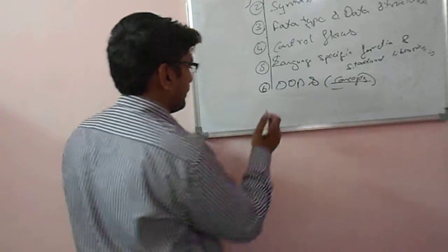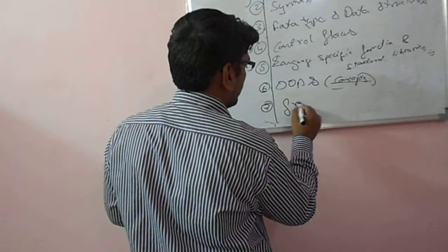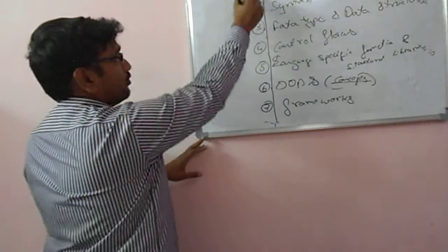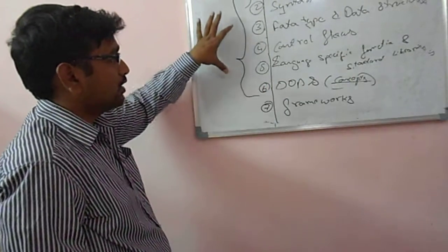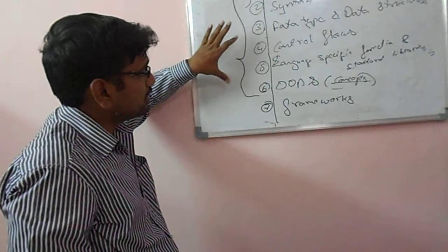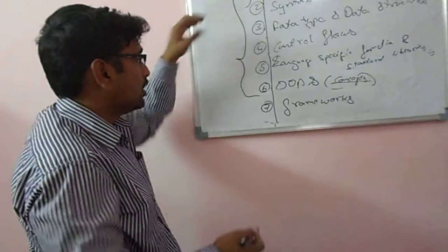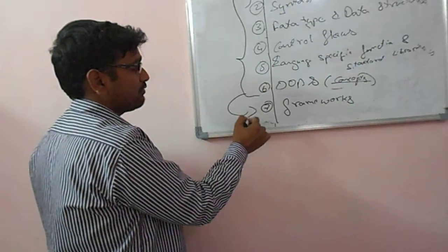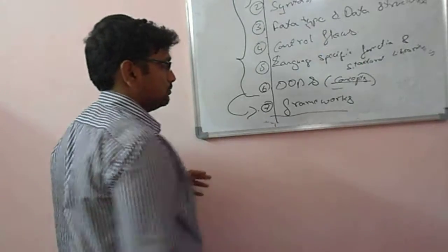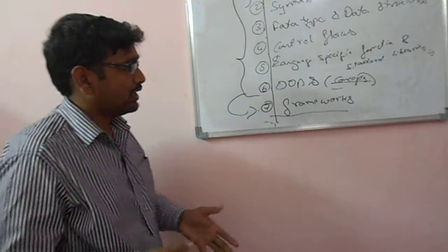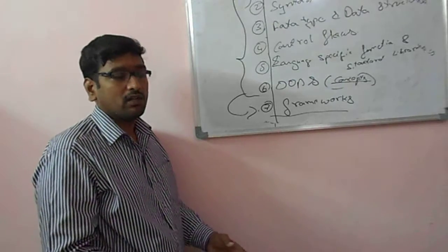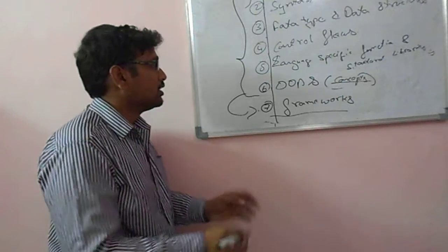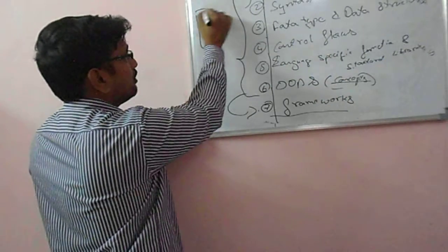The seventh one is frameworks. Once we know these basic building blocks of any particular language, the next level is the frameworks. Frameworks are nothing but, instead of a developer writing everything from the basics, the language itself will define some frameworks and give them to the developers.